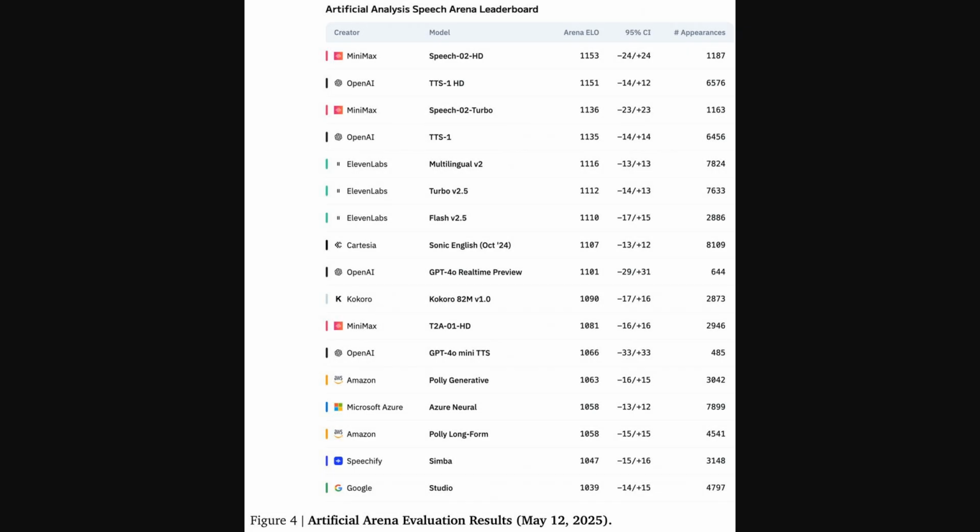Building on those objective metrics, this next figure presents the Artificial Analysis Speech Arena Leaderboard. This is a ranking based on human listeners, judging qualities like naturalness and expressiveness. And look, MiniMax-Speech O2 HD is right at the top with an Arena ELO score of 1153. Arena ELO is a rating system where higher scores mean better perceived quality by people. The 95% confidence interval shown next to it indicates the statistical range and reliability of this ELO score. This top ranking by human evaluators really underscores the model's strong performance.